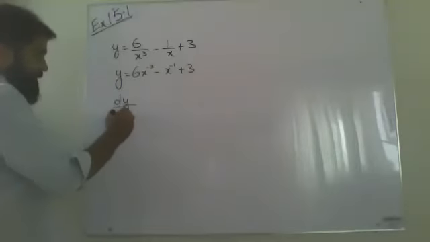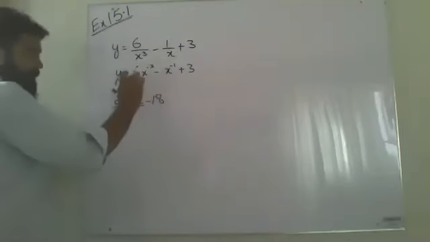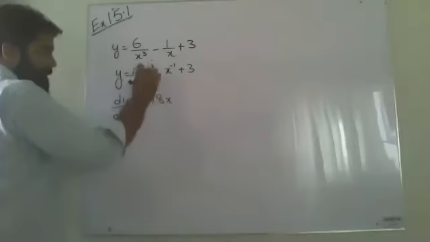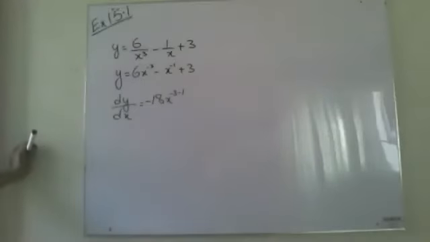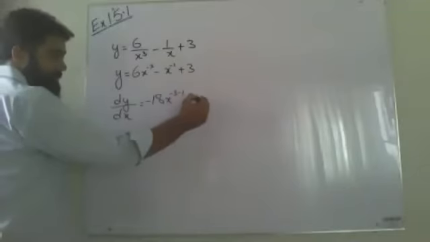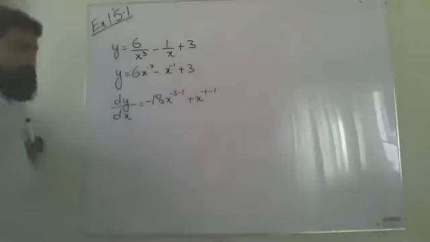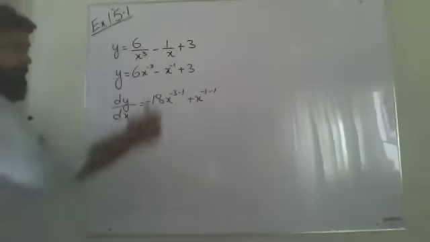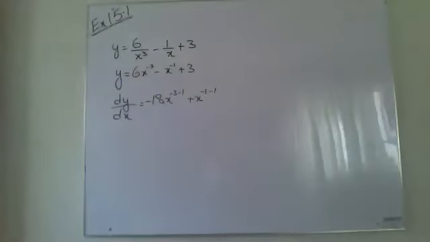dy over dx equals minus 18, since minus 3 into 6 is minus 18, x to the power minus 3 minus 1. Right? Next thing, minus 1 multiplied by minus x will become plus x, and power minus 1 minus 1. Last thing, plus 3, that is a constant.